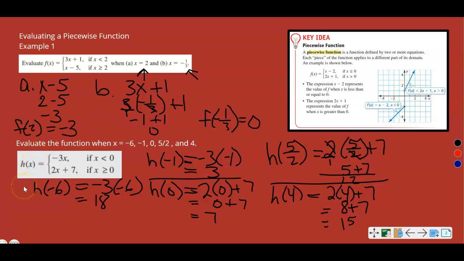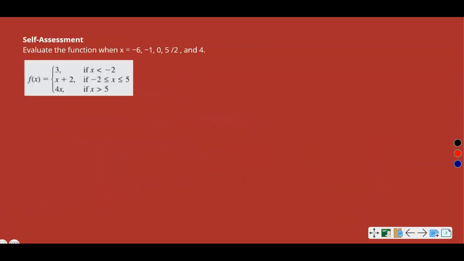All right, I really enjoy piecewise functions. I think they're fun, they're interesting to graph and to evaluate because you have to look at it and you have to truly understand the domain. So hopefully this will help you understand what the domain does even more than in the past.